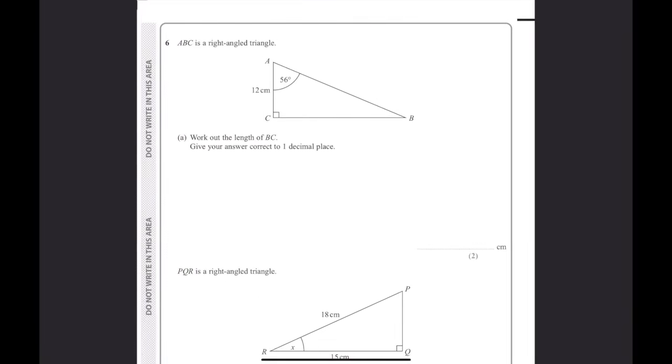ABC is a right angle triangle. Work out the length of BC. So straight away it's just going to be trig. If BC is here, that's going to be the opposite, and this is going to be the adjacent. So we're going to want to use tan of our angle, which is equal to opposite over adjacent, which in our case is x over 12.